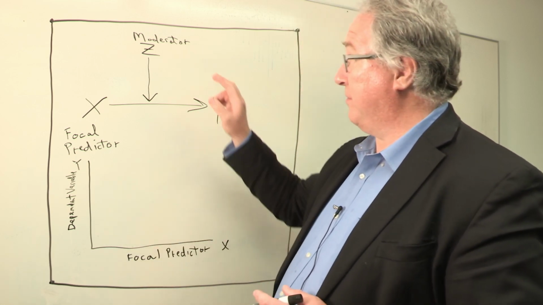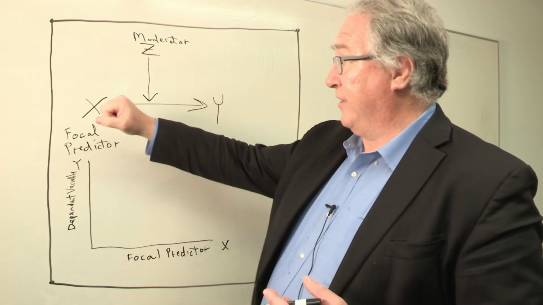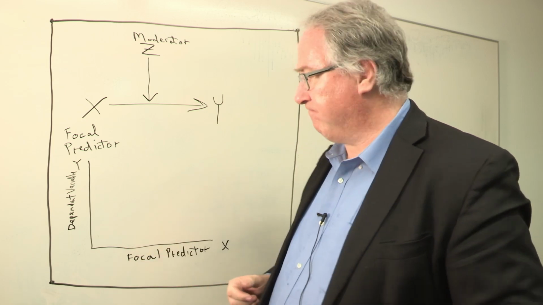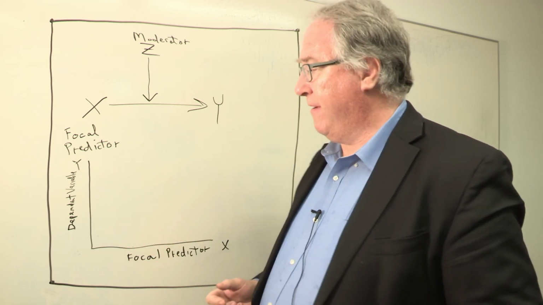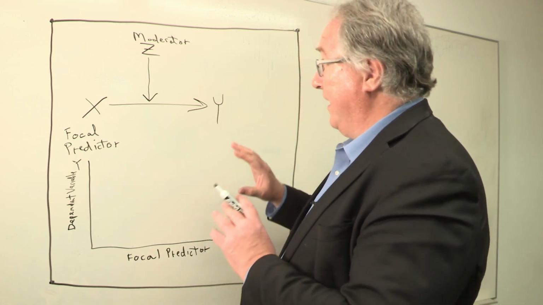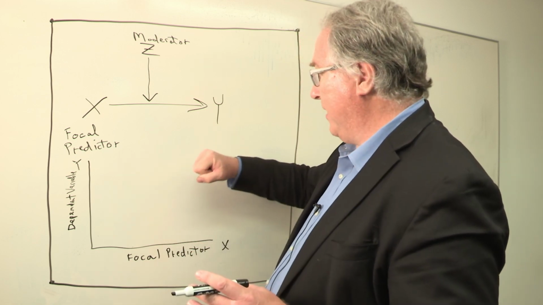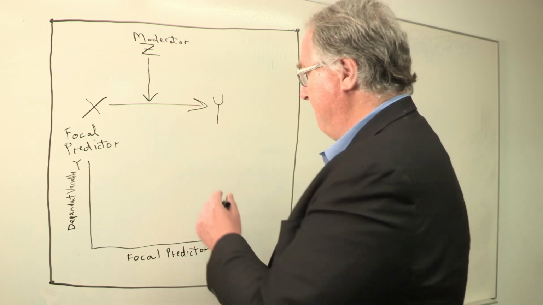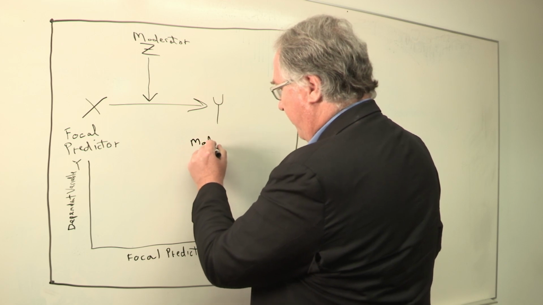Okay, we're going to put this moderator variable, z, that we are now going to be testing as part of an x by z interaction, looking to see if we get an x by z interaction effect, a significant interaction effect. We're going to introduce the moderator by bringing it into the graph. And so here is our moderator variable.